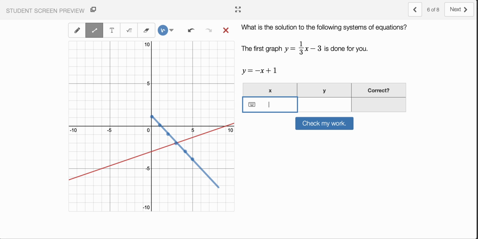So my answer should be 3, and then negative 2 because I went down 2. Check your work. Hopefully you have a nice little check mark there.